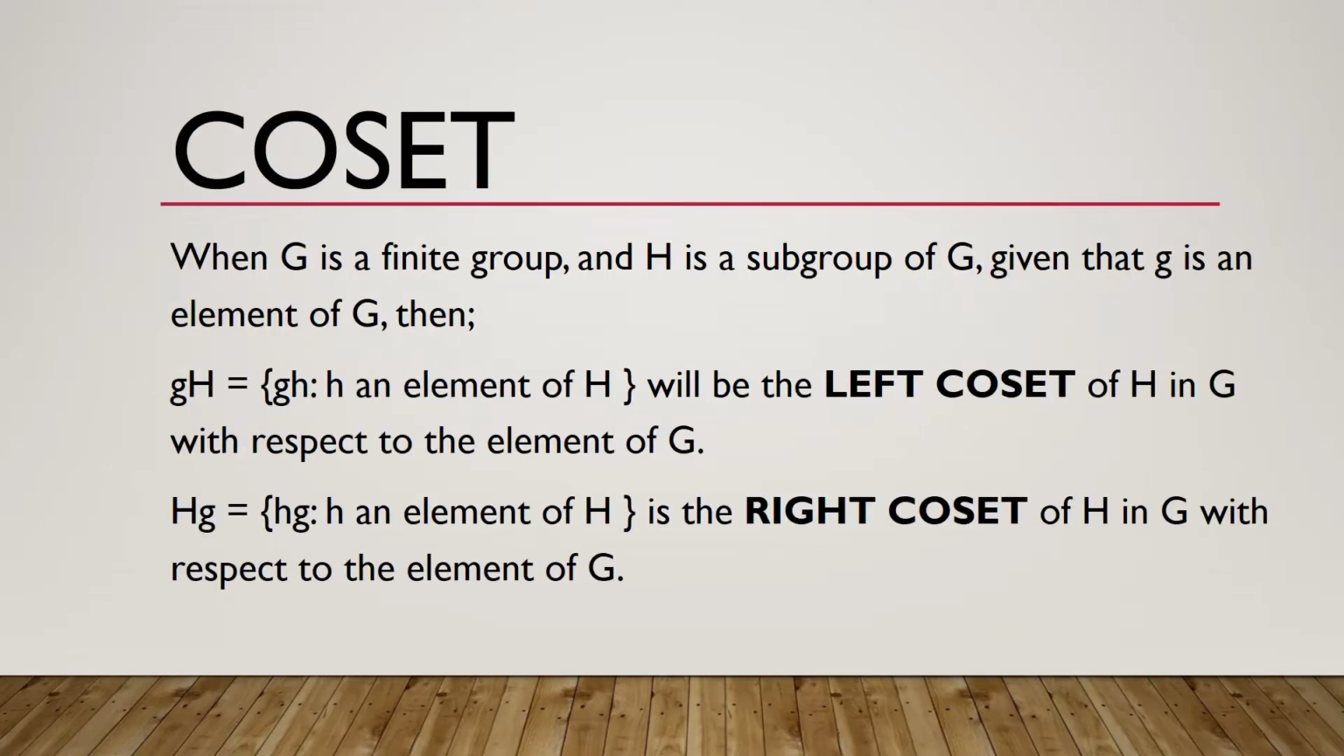One must understand what a coset is before one can fully understand the Lagrange theorem. So let us understand what a coset is. When G is a finite group and H is a subgroup of G, given that g is an element of G, then gH = {gh : h in H} is the left coset of H in G with respect to the element g of G. Hg = {hg : h in H} is the right coset of H in G with respect to the element g of G.